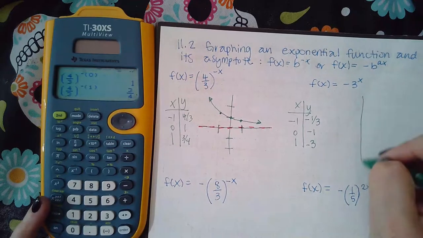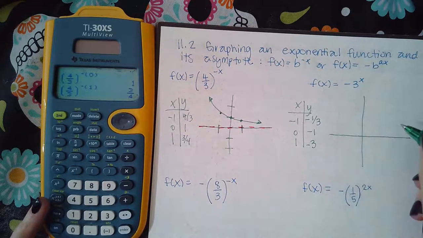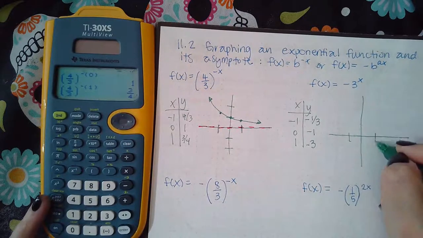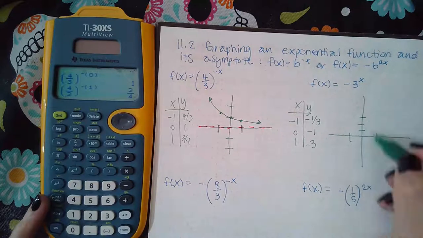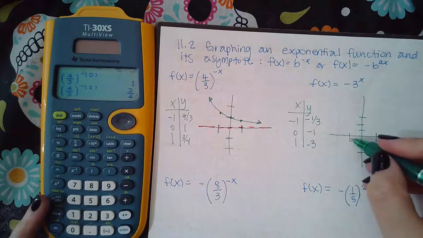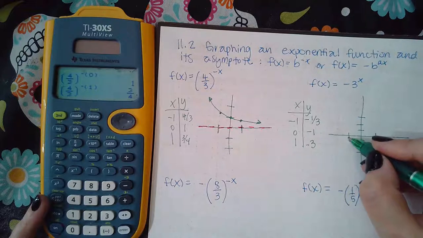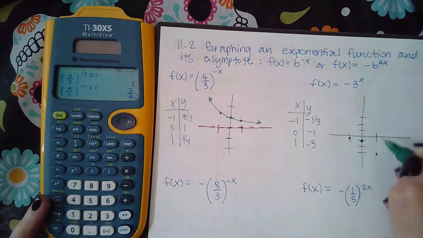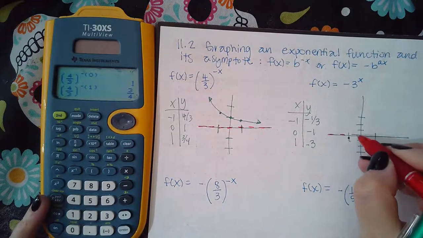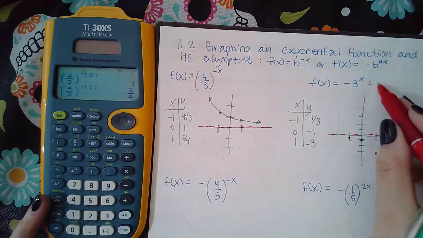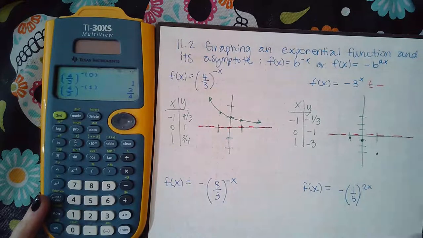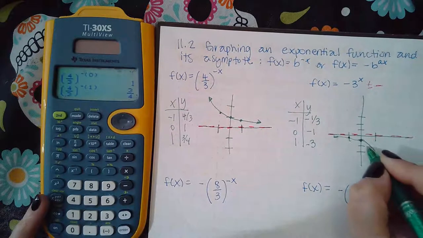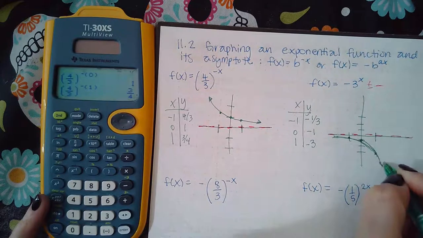So then when I plot these points, I just use the calculator to find those values. If you don't know how to do it in your head, that's fine. So negative 1 and negative 1/3, 0 and negative 1, and then positive 1 and negative 3. And the asymptote is still on the x-axis, since there's nothing being added or subtracted over here. I'm trying to draw it nice, but I never draw these things perfect.